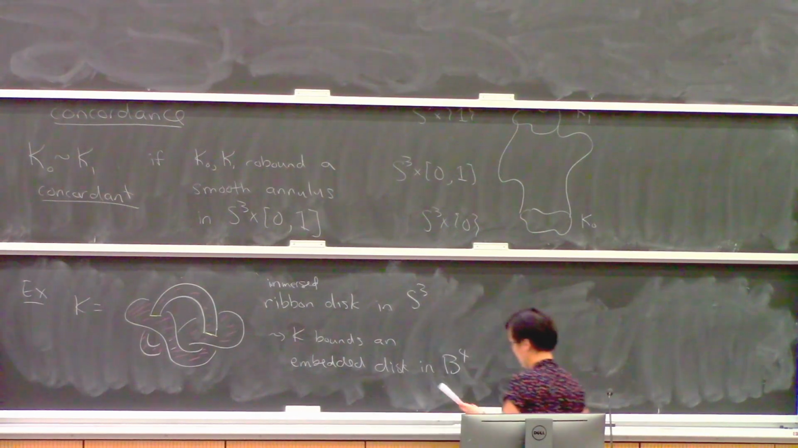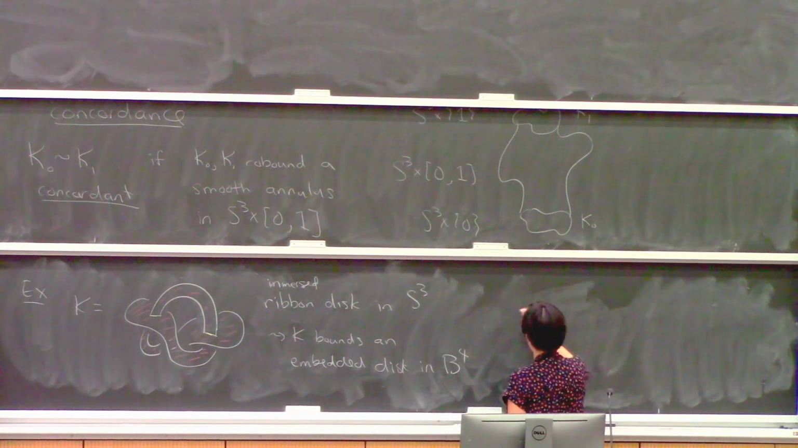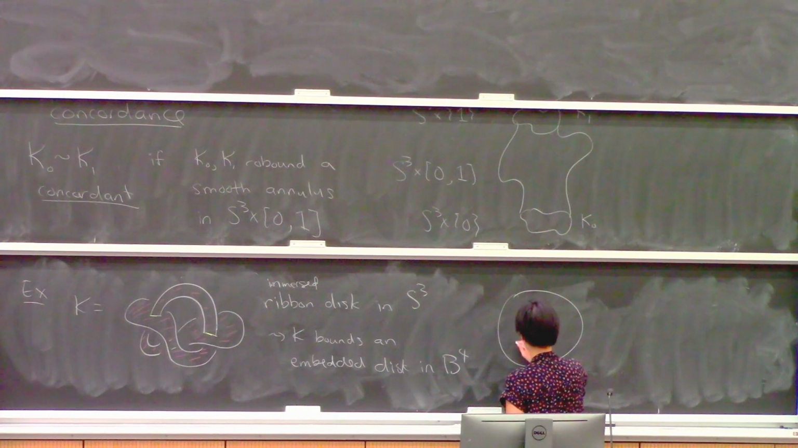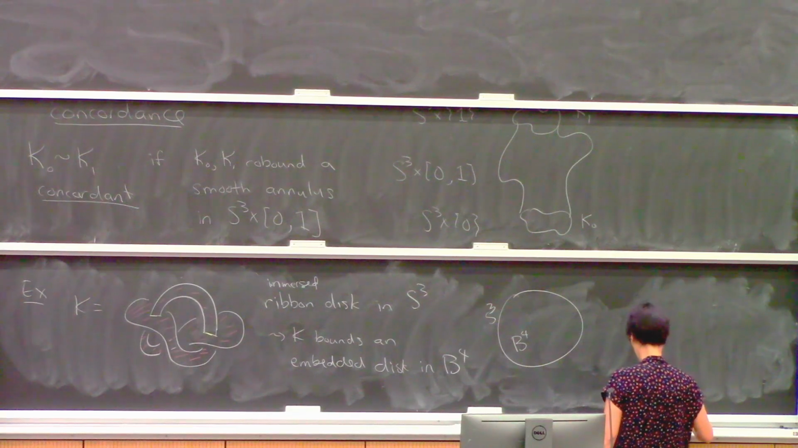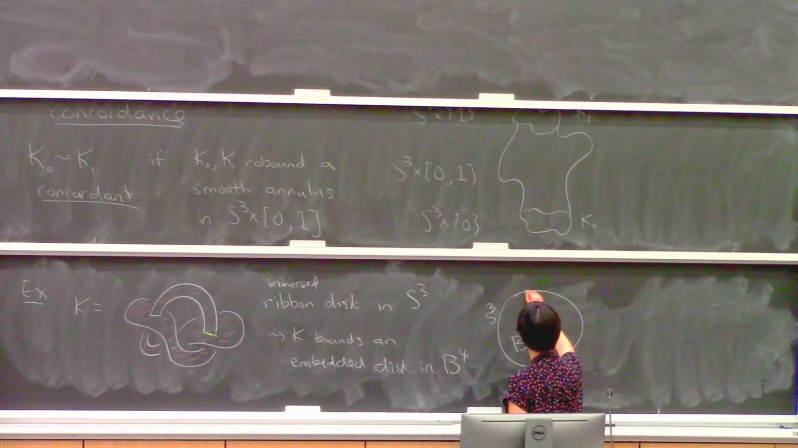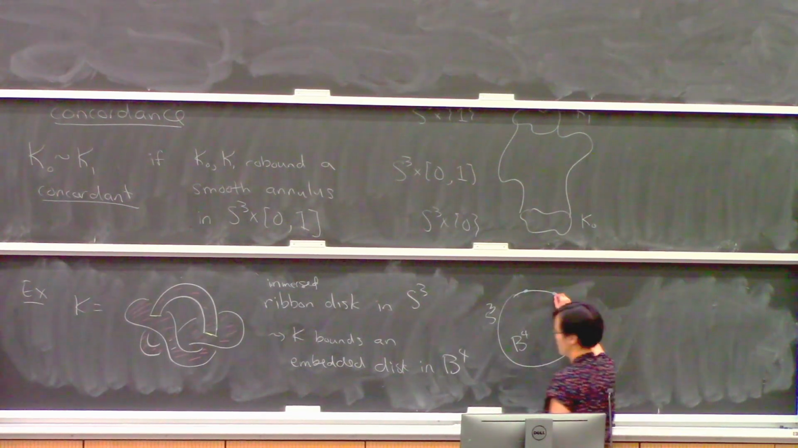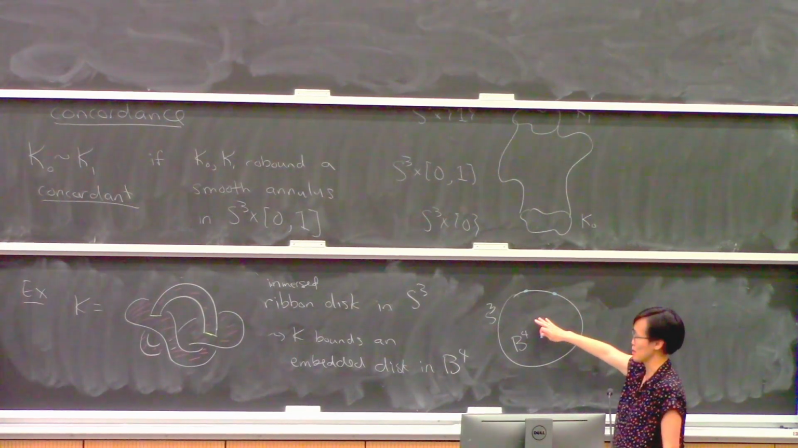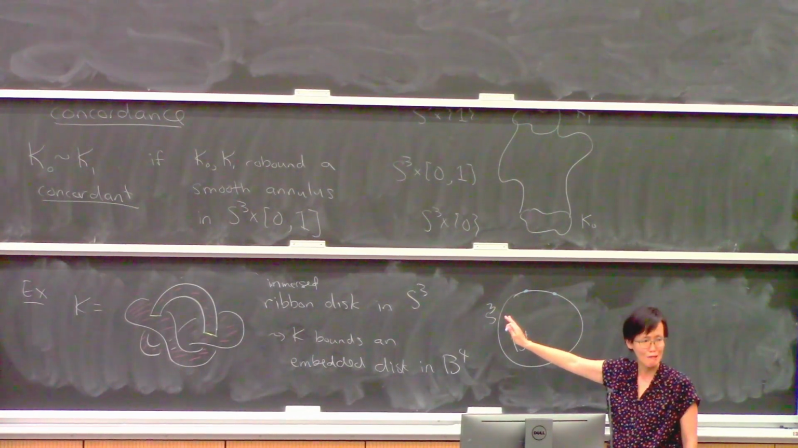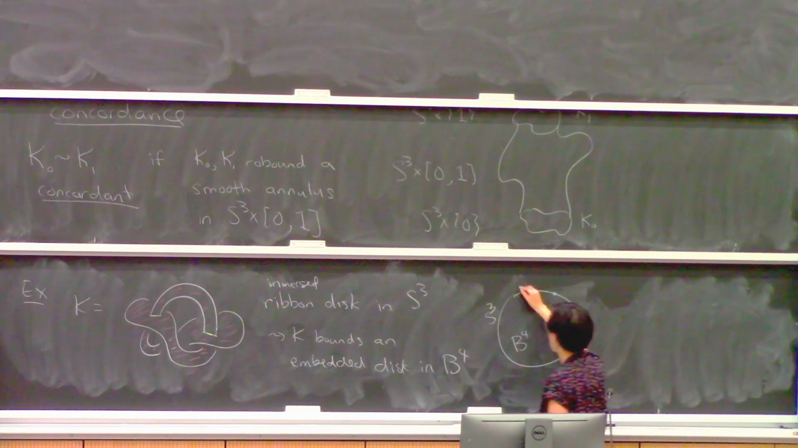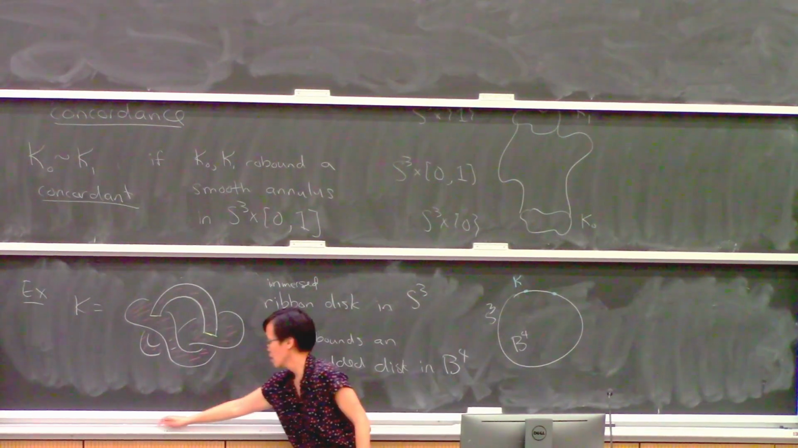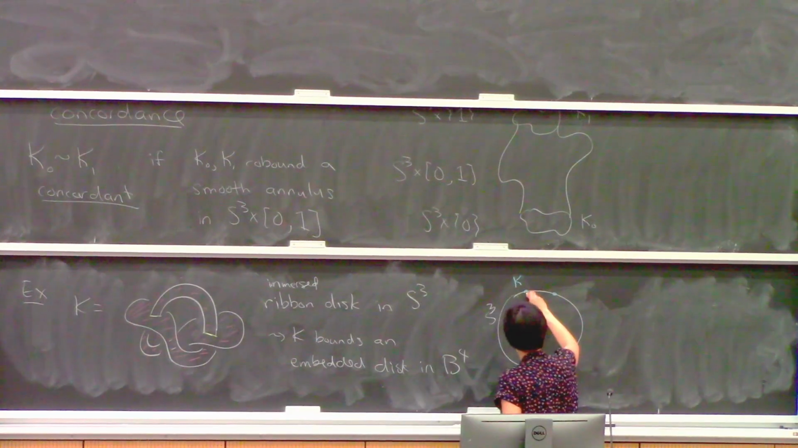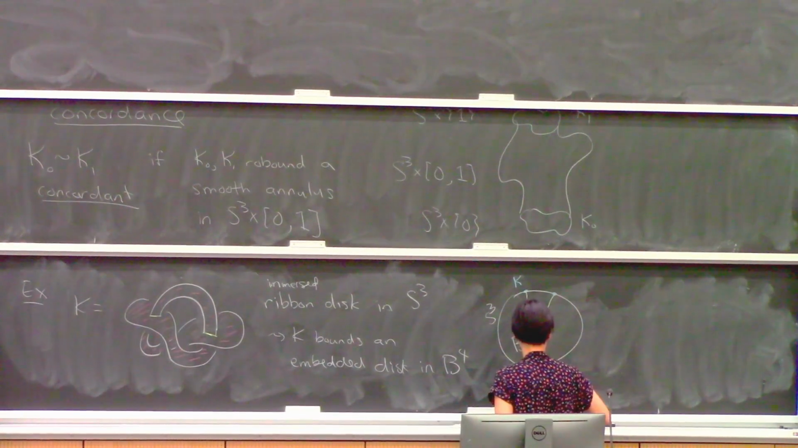In the 4-ball. Okay, so now I'll draw another cartoon. So here's the 4-ball. The boundary is S3. Maybe here is my knot. Right, so everything is kind of down a couple dimensions. So I'll draw my knot as an S0, which is just 2 points. And this bounds a disk. Right, so this is my disk.